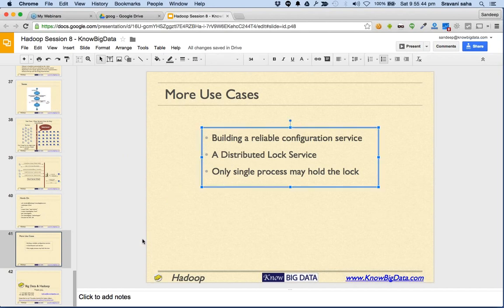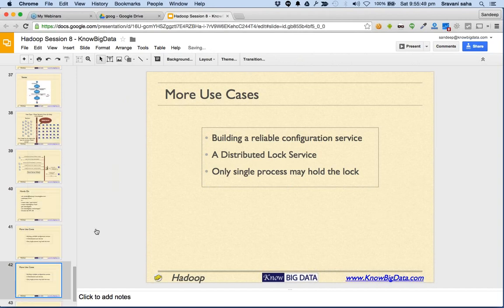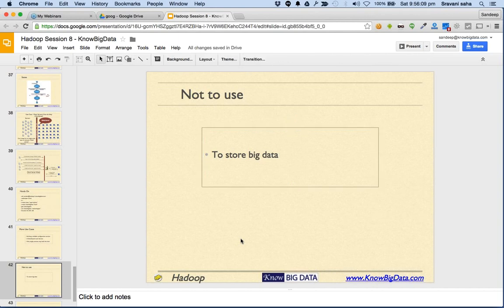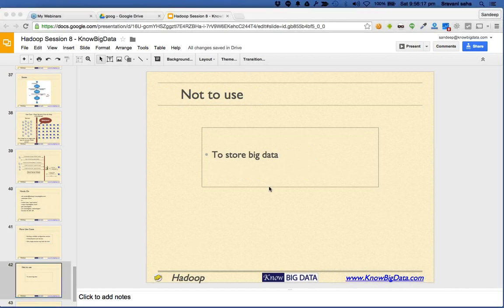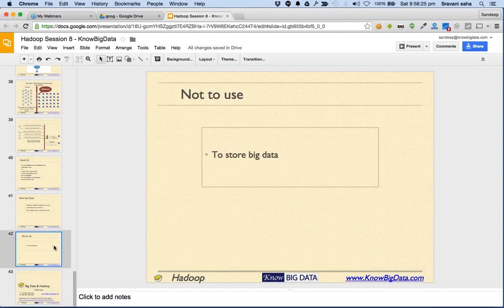What it is not good for. Okay, now let me just make one more slide for all of you. Not to use, number one, to store big data. That is one way. Okay, so keep that in mind, because not every tool is meant for everything.